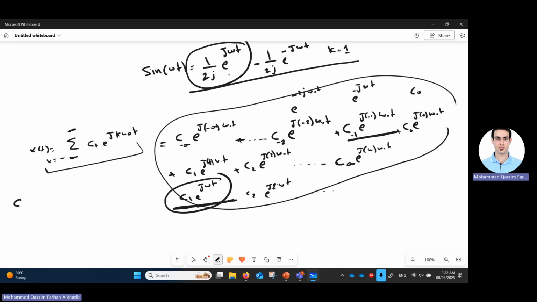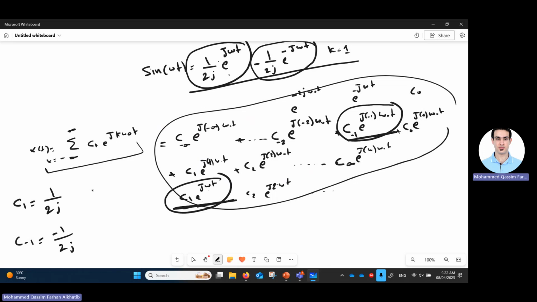So I'm getting C1 equals what? 1 over 2j. You want to compare this term to this term. E to the power j omega t, e to the power j omega t, they do exist there. The other one here, c of negative 1 equals negative 1 over 2j. Like this one here. And this one there.